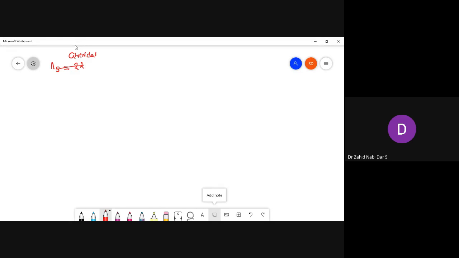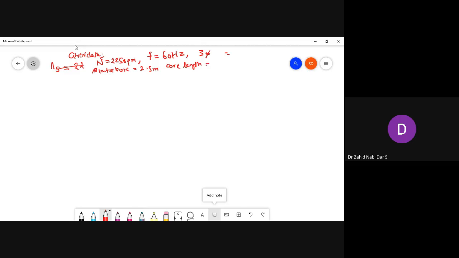Given data, that is, what is given: your n value is given, 225 rpm. Your frequency value is given, 60 hertz. It's given a three-phase circuit is there. Stator bore is given 2.5 meter.